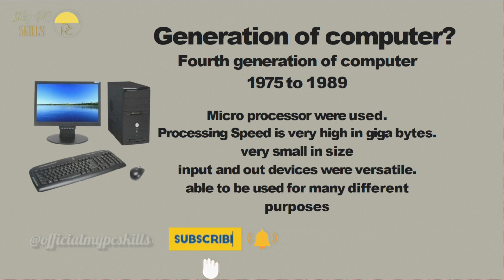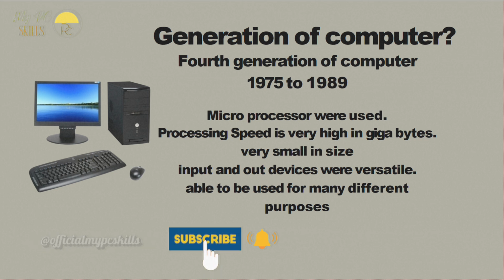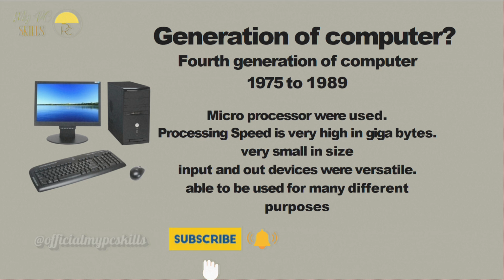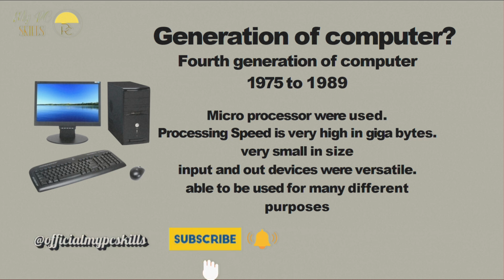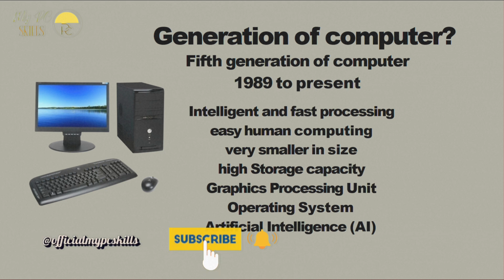Fourth generation, 1975 to 1989, used microprocessors, combining thousands of ICs on a single chip. Processing speed increased significantly, measured in gigabytes. Very small in size, affordable, and energy efficient. Input-output devices became versatile and more user-friendly.